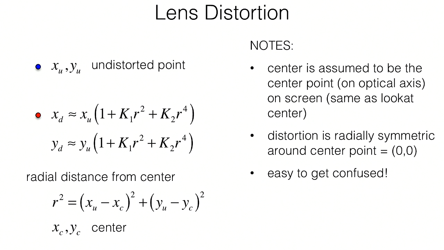Now, the center is assumed to be at the center point of the optical axis, not the center of the screen. So you have to calibrate and figure out the center of the lens on the screen itself to be able to define this and do this correctly. And the distortion is radially symmetric around its center point. It's actually quite easy to get confused when you start implementing this. It's very important to take note of this.